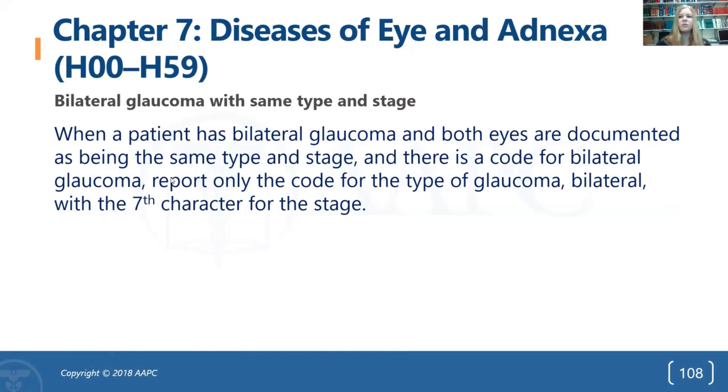If a patient suffers from bilateral glaucoma and both eyes are affected by the same stage and there is not a bilateral choice, report only one code for the type of glaucoma with the appropriate 7th character for the stage. In certain subcategories of the glaucoma codes, laterality is not an option for coding.